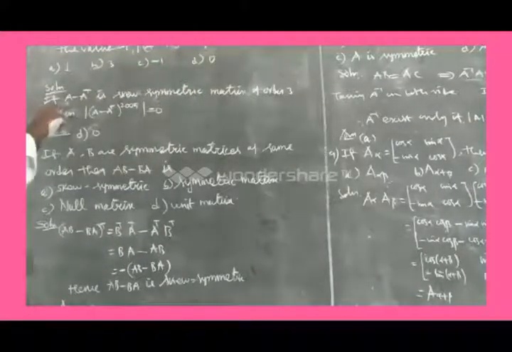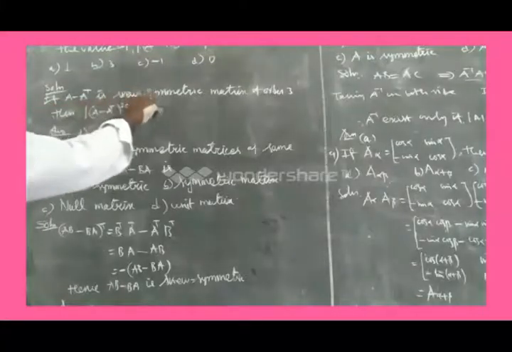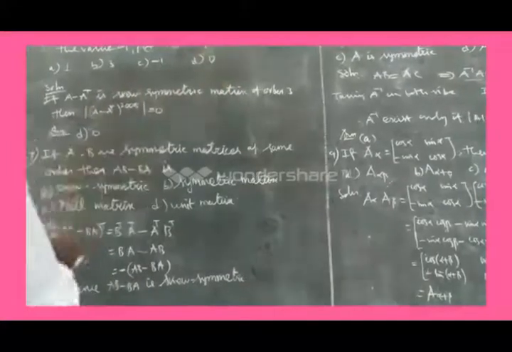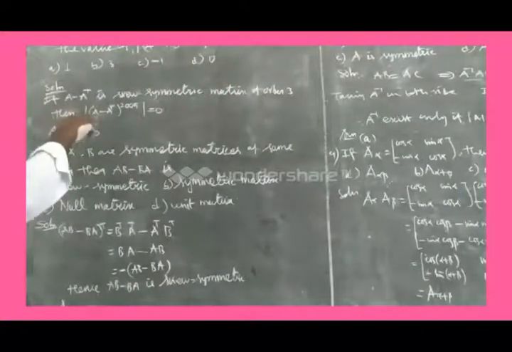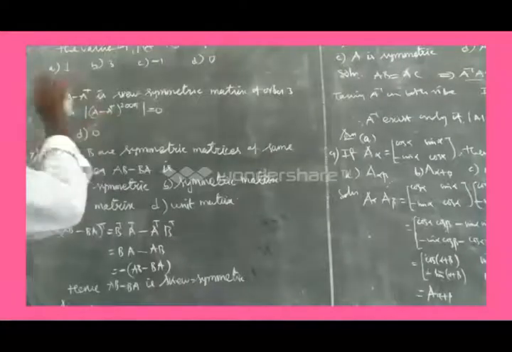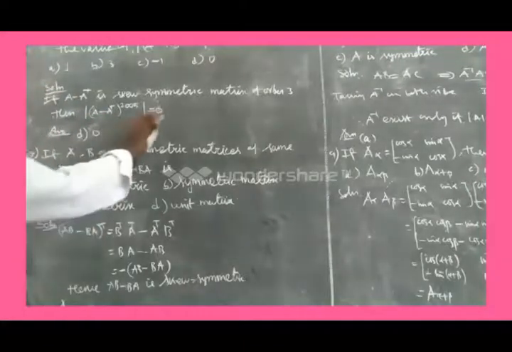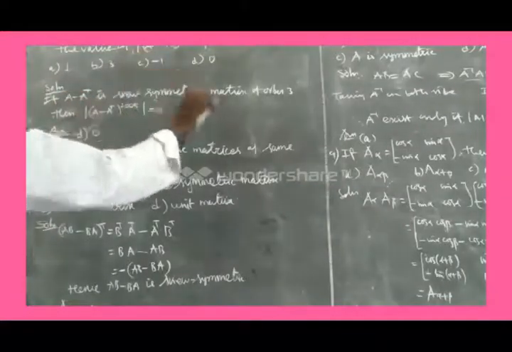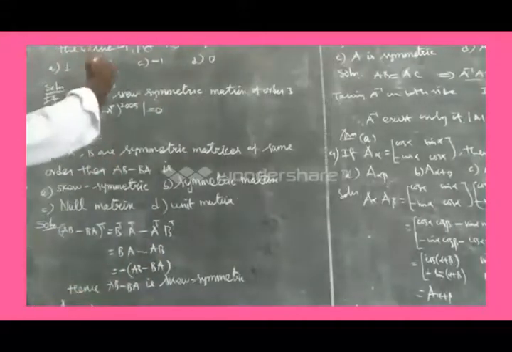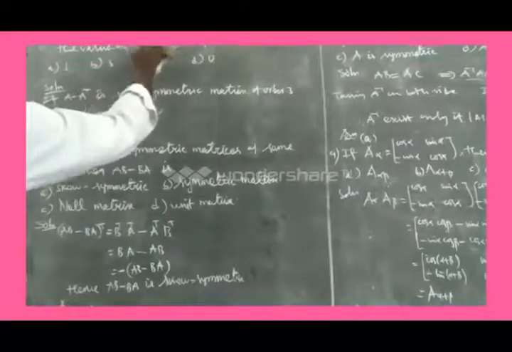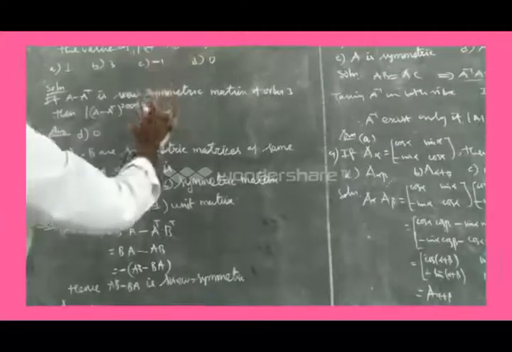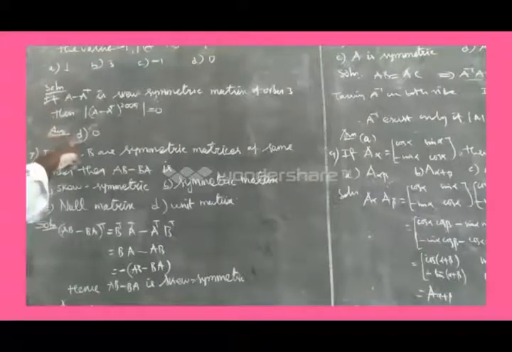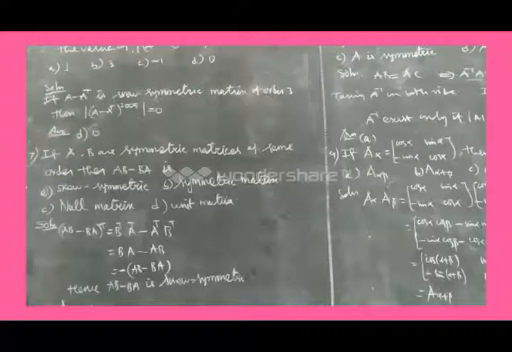Solution: A minus A transpose is a skew symmetric matrix of order 3, then modulus of A minus A transpose whole power 2005 equal to 0. So A minus A transpose is a skew symmetric matrix. So skew symmetric matrix ஆமையானா the modulus of A minus A transpose whole power value is 0. So the correct answer is option D, 0.